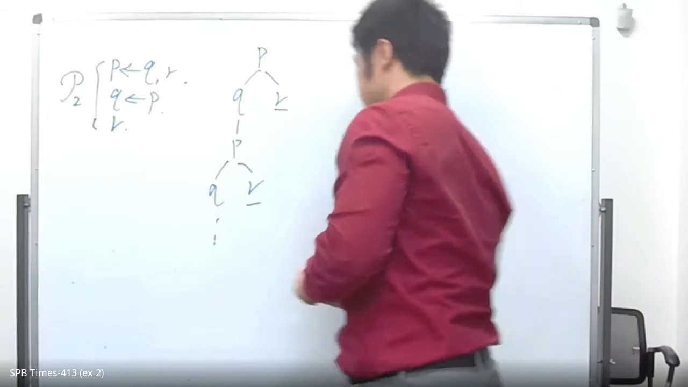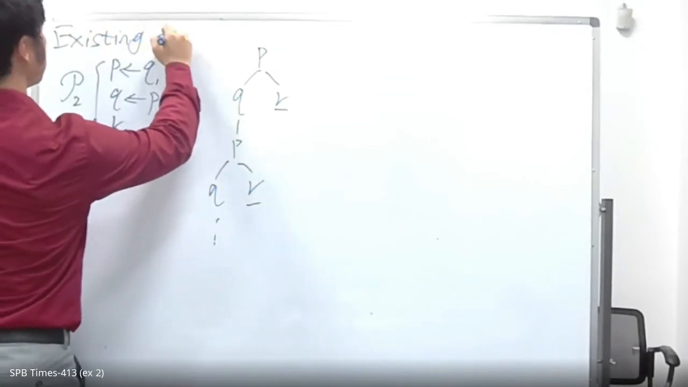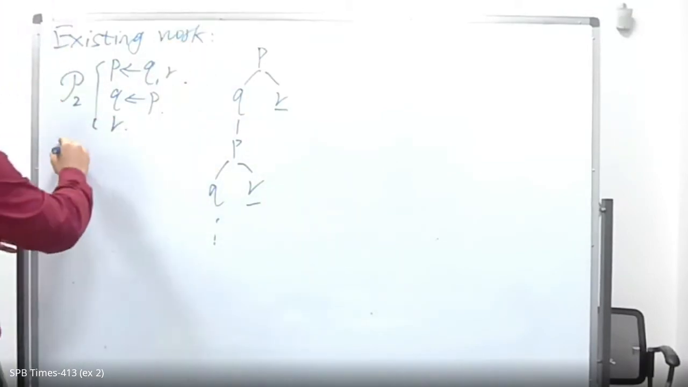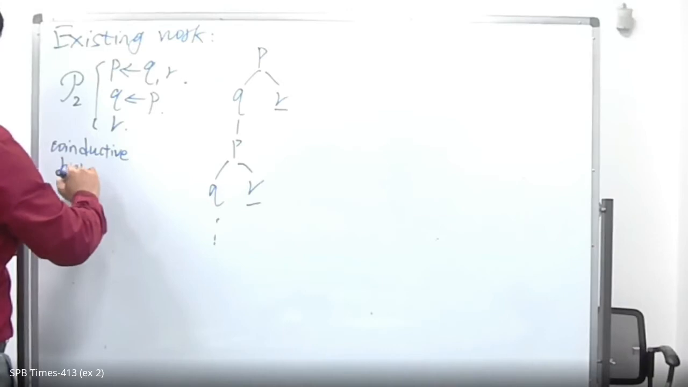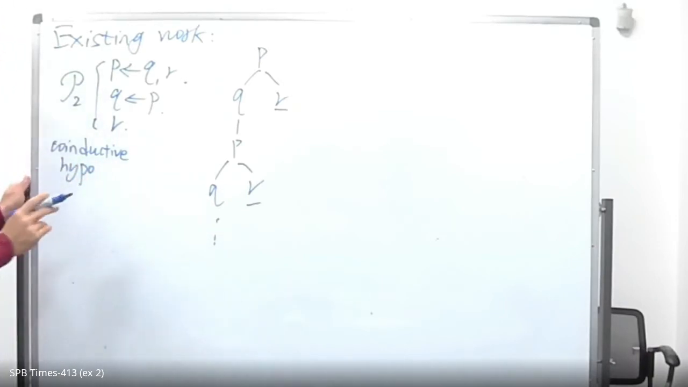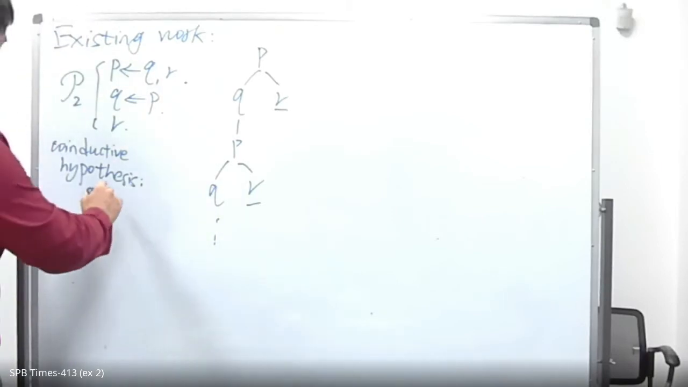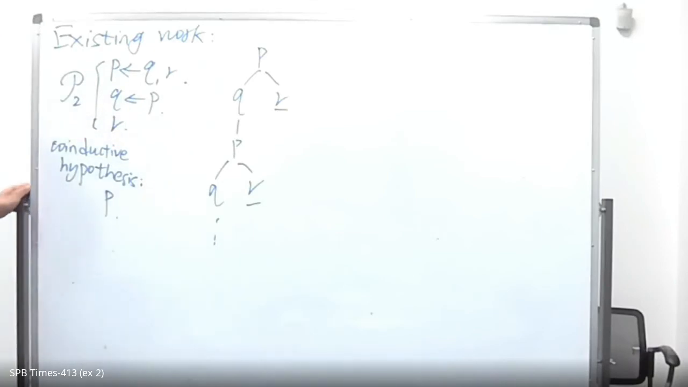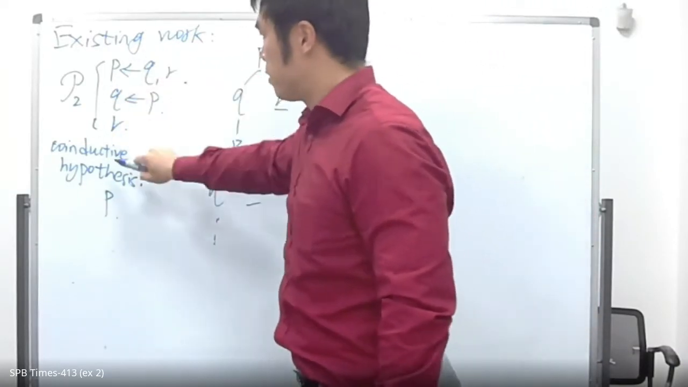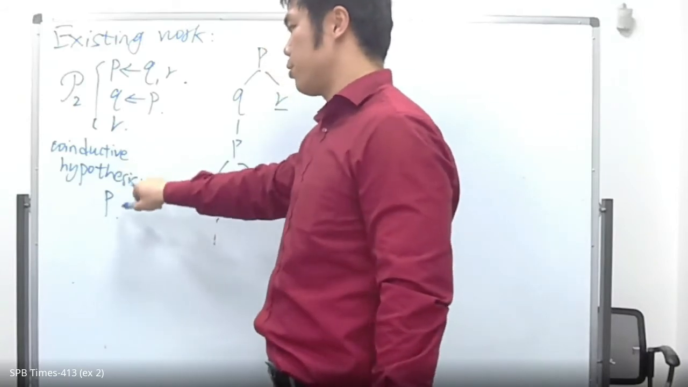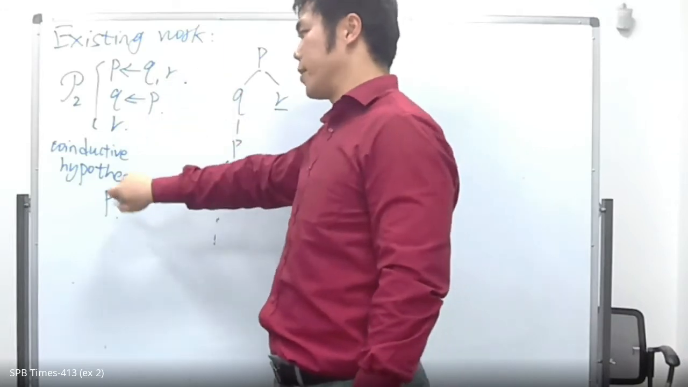And the solution is like this. This is existing work. We add a coinductive hypothesis. When we do inductive proofs, we have an inductive hypothesis, and when we do coinductive proofs, we have a coinductive hypothesis. I take P as a coinductive hypothesis, and we say that if we want to prove P, we can use any of these clauses, but with the rule that this coinductive hypothesis cannot be used as the very first step. We must use one of the clauses from the program, and after that, we are free to use the coinductive hypothesis.